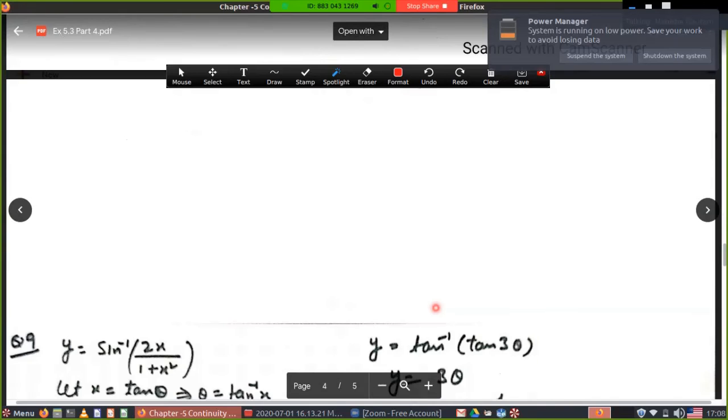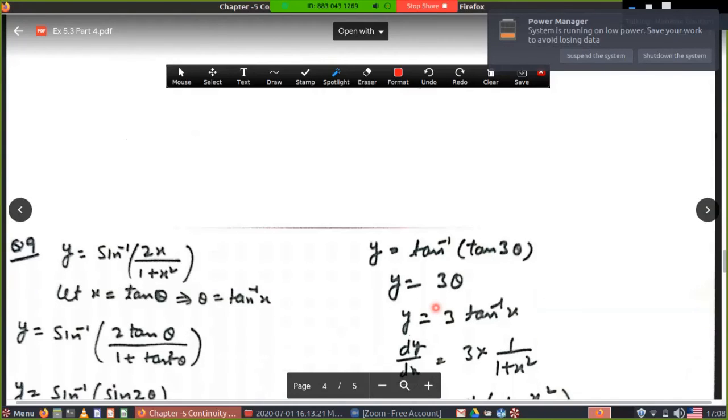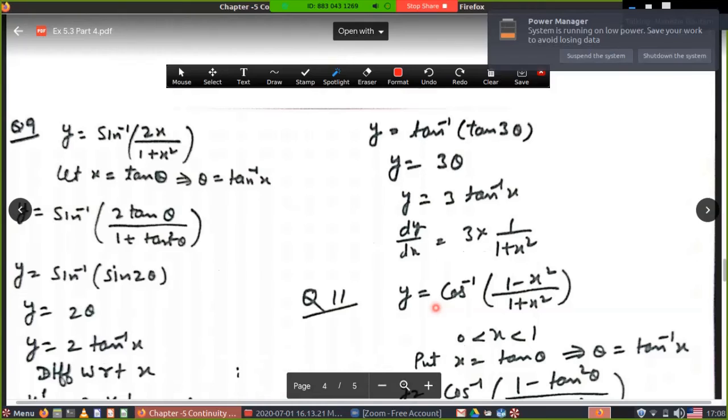How to do the questions related to the inverse of the functions? First question is here, question number 9. Y is equal to sine inverse 2x upon 1 plus x square. In these questions, especially, you have to check if sine inverse is given outside, then you have to make the function inside sine as an angle of the function, so it can be simplified.